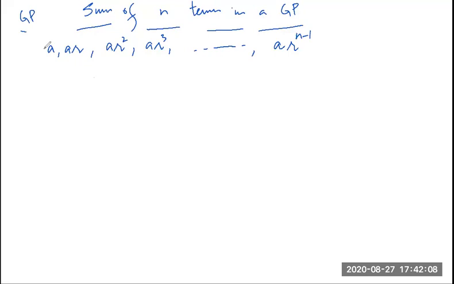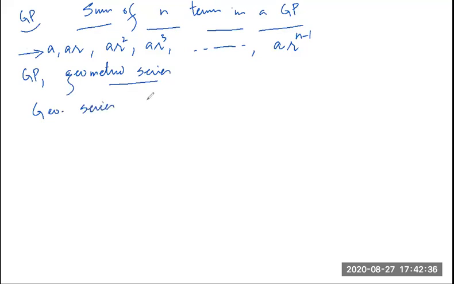Now students, here I'm going to tell you one more thing. What is the difference between geometric progression and geometric series? We have discussed this before also. In a geometric progression, if you add all the terms, it becomes a series. So what will be the geometric series in this case? It will be A plus A R plus A R square plus up to A R raised to power n minus 1. All the terms in between, right?